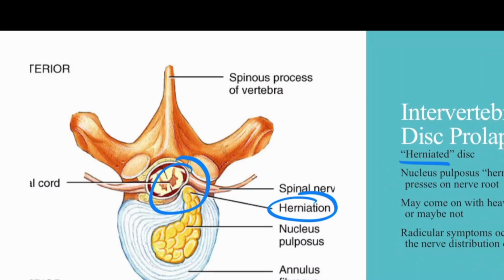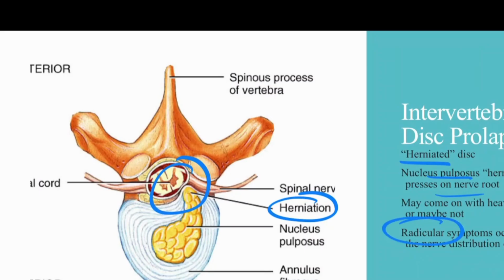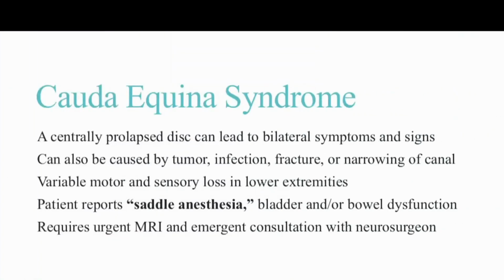So this nucleus pulposus herniates and presses on the nerve roots. May come on with heavy lifting, it may not. So people say, oh, I'm lifting really heavy and I hear a pop. That could be a herniated disc. Again, radicular symptoms. It's going to follow that nerve root distribution and go along that dermatome. And that's where they're going to have their pain.